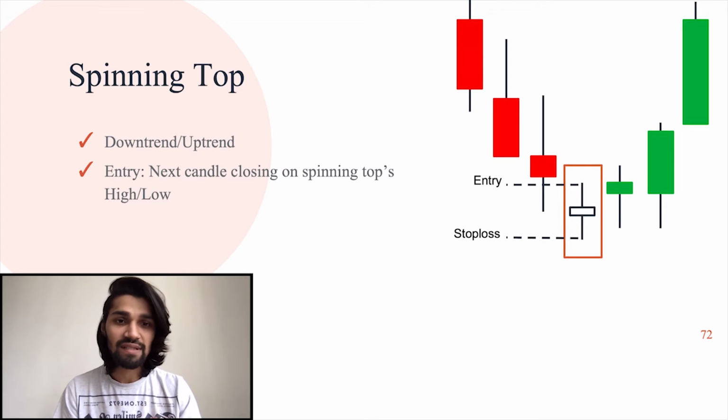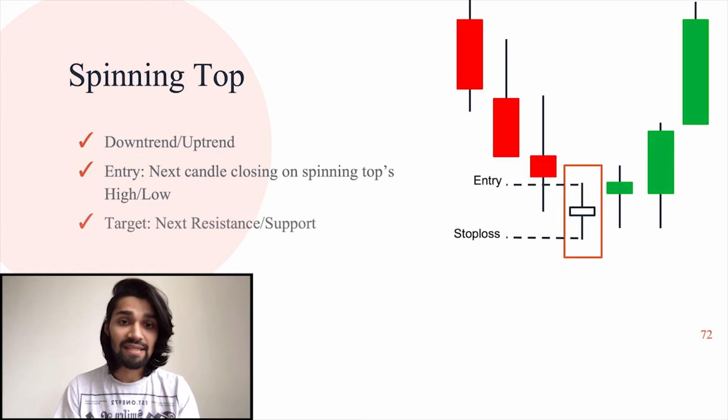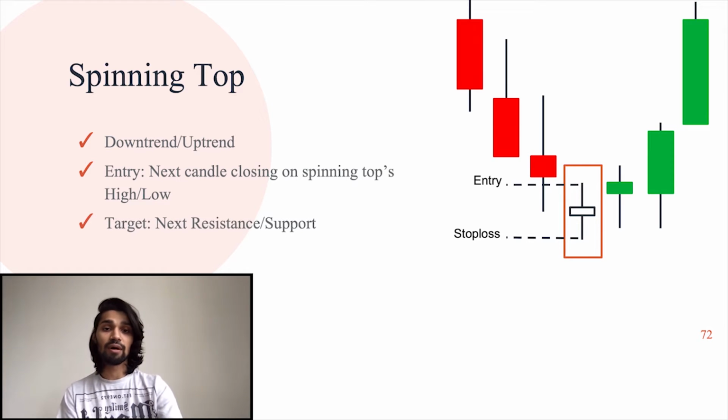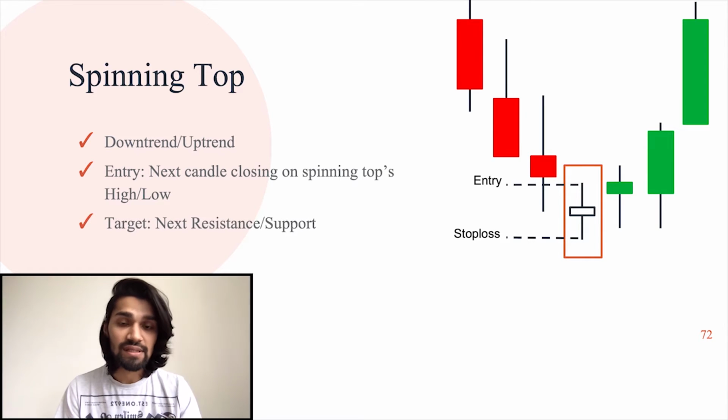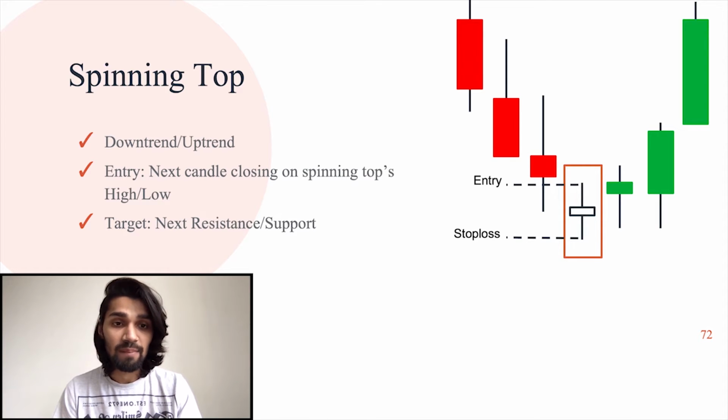Next, the entry. If it's a downtrend, then you should take entry in the next green candle that closes above the high of the spinning top. If it's an uptrend going on, then you should take entry below the low of the spinning top. Next, the target. If it's a downtrend going on and the trend reverses to an uptrend, then you should aim for the next resistance. If it's an uptrend going on, then you should aim for your next support.